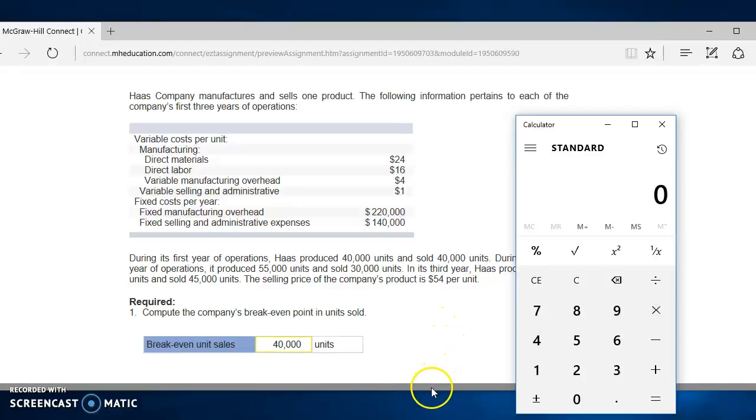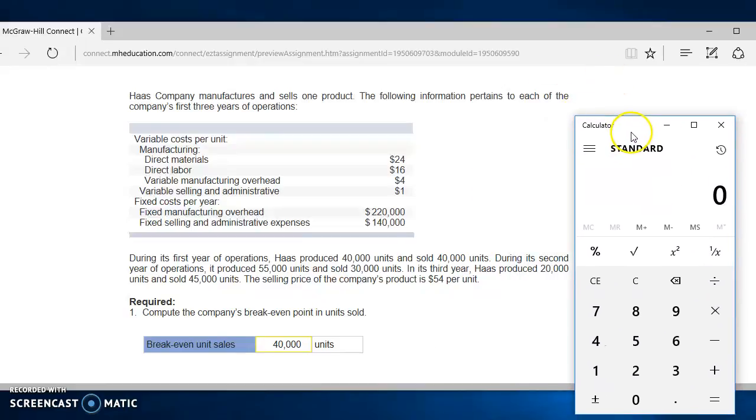Okay, so chapter 6 on these problems, the first one is very similar to chapter 5, in that we are computing the break-even point. So all I'm going to need for this one right now is the selling price. So the selling price is $54 per unit.